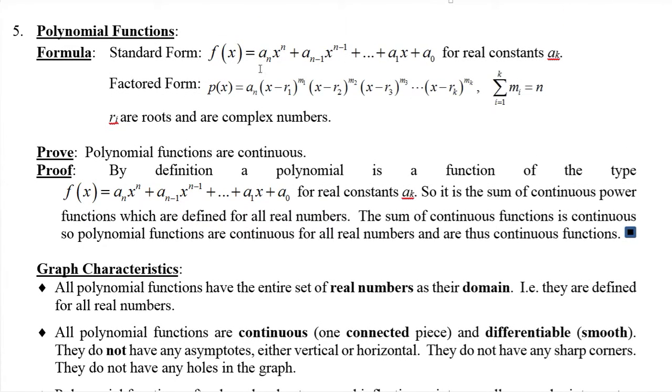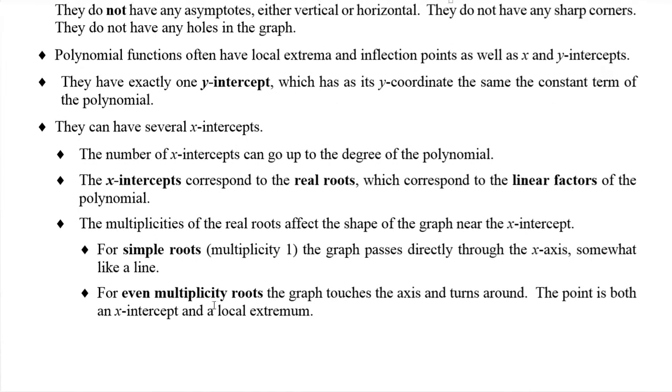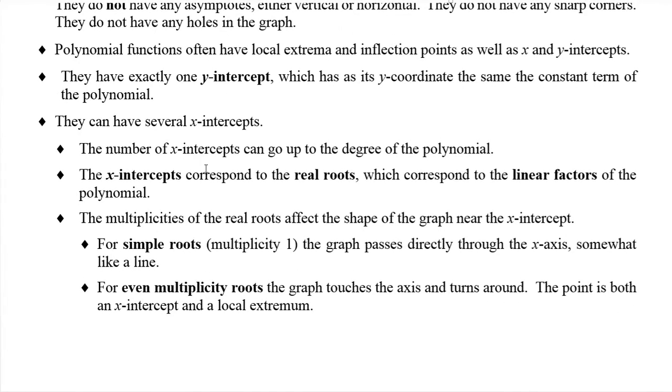So if this highest power n is 5, let's say, then there could be 5 of these factors, all of the first power, and so each one of those could be 5 different roots. So it could have up to 5 places it crosses the x-axis. The x-intercepts correspond to real roots, which correspond to linear factors. The multiplicities of the real roots affect the shape of the graph near these x-intercepts, and I'll show you an example of that in a minute.